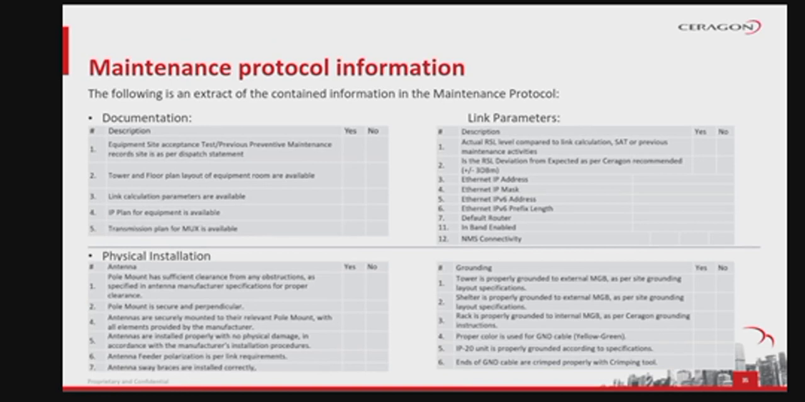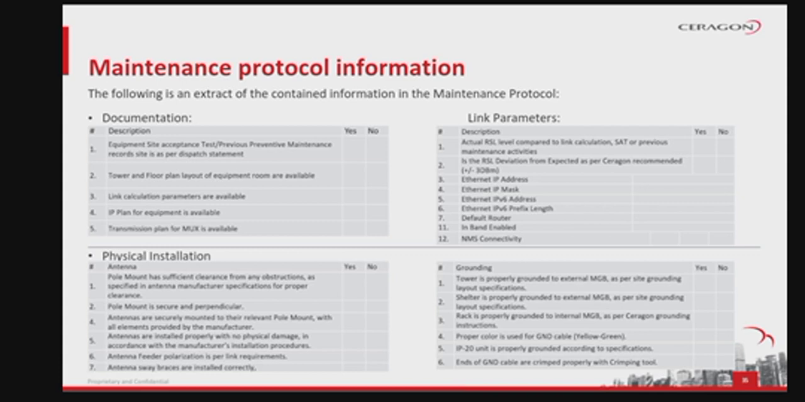The following information is an extract of the information contained in the maintenance protocol. This document should reflect some important information, like the documentation to be taken with you on a site maintenance window trip, including site acceptance testing document, tower and building or enclosure planning, link calculation or budget, IP plan, transmission plan for the MUX. The link parameters with description of the link, signal levels, IP addresses, mask, router pass, in-band management option and network management system connectivity plan.